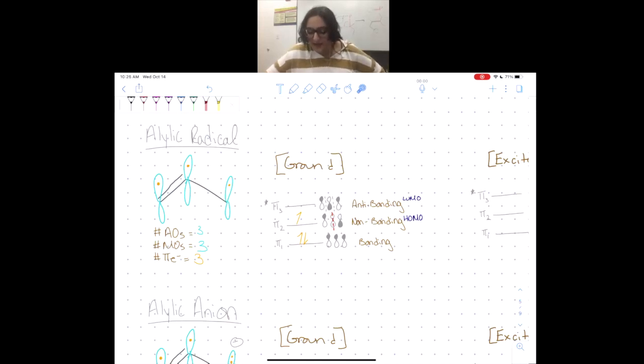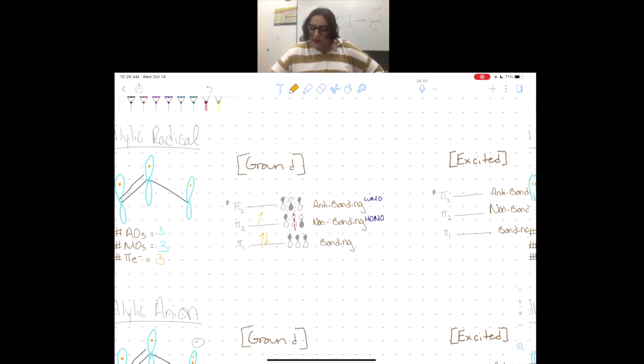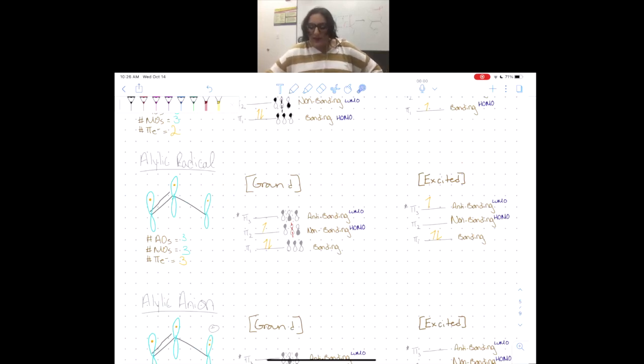As we can see, pi 2 is the highest molecular orbital that is occupied, so we were correct in naming this the HOMO. And pi 3 is the lowest molecular orbital that has 0 electrons, so we were right in naming this the LUMO. In the excited state, we jump up from the pi 2 to the pi 3, from the HOMO to the LUMO. Now we have a weird situation because this middle non-bonding orbital is empty. That's kind of strange.